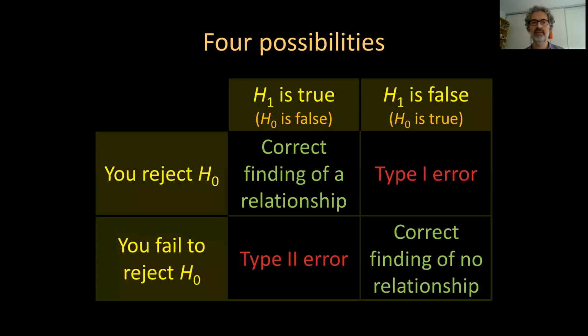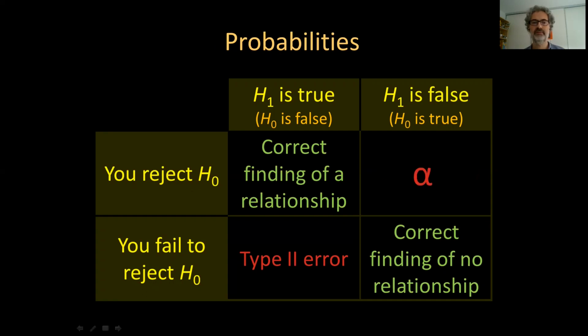So going back to that table of possibilities, we can now look at the probabilities which are conditioned on which hypothesis is true. If the null hypothesis is true, but you nevertheless reject it, and you make a type 1 error, that's your alpha level. This is, by definition, your criterion for rejecting the null hypothesis. So you are defining how often you will be wrong with true null hypotheses.